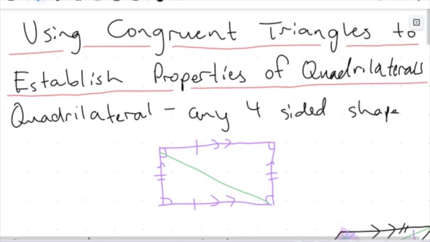Now in this video we are just going to be tying everything we've learnt about, particularly, congruent triangles together, and we're going to be talking about using our understanding of congruent triangles to establish properties of quadrilaterals. So in other words, we are going to make some observations about things we already know about quadrilaterals and use what we've learnt about identifying congruent triangles to pretty much confirm these, to prove these.